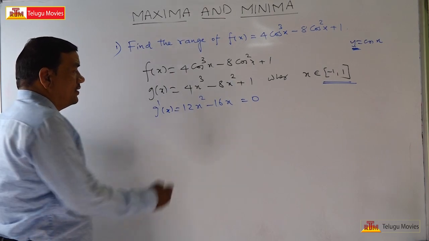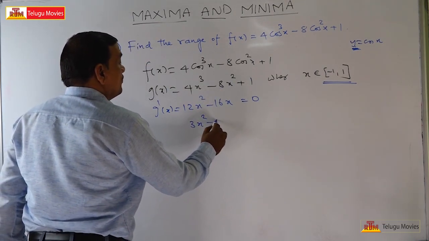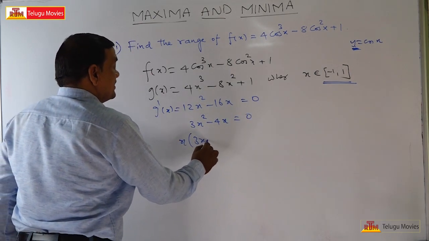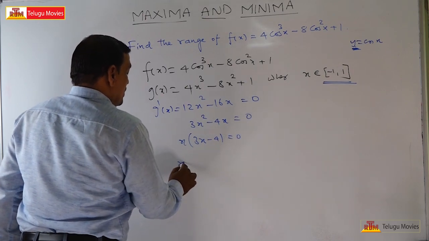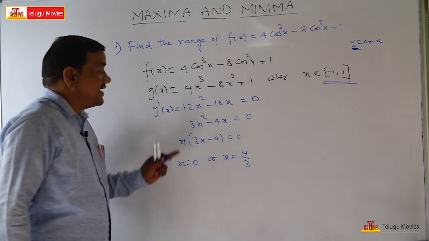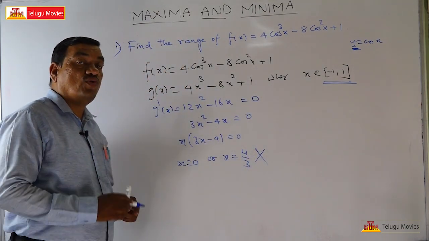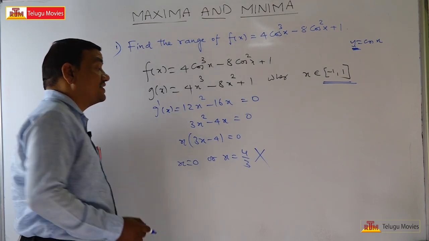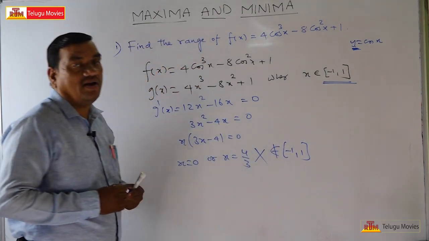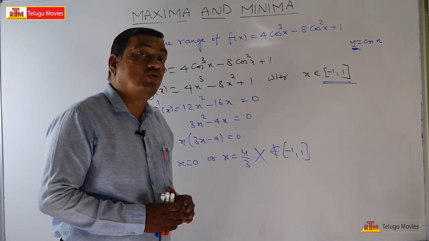For maxima or minima, set this equal to 0. Divide with 4, so this is equal to 4 3s are 4, 4s are 16. Take x common outside, so x into 3x minus 4 is equal to 0. x is equal to 0 or x is equal to 4 by 3. But we cannot take x is equal to 4 by 3. Why? Because 4 by 3 means 4 point something, which does not belong to our interval minus 1 to 1. Therefore, we omit x is equal to 4 by 3.